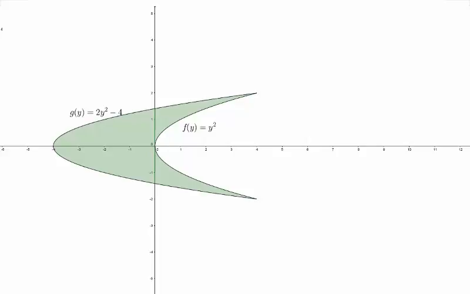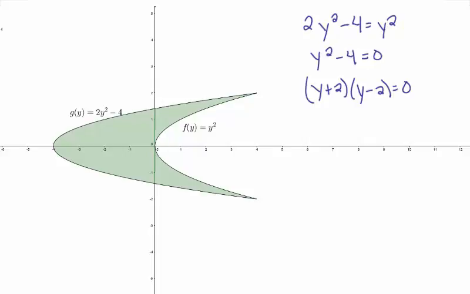The functions intersect when f of y equals g of y. That is, when 2y squared minus 4 equals y squared, which is equivalent to solving when y squared minus 4 equals 0, or y plus 2 times y minus 2 equals 0, which coincides with the values of the bottom boundary of y equal to negative 2 and the top boundary of y equal to 2.